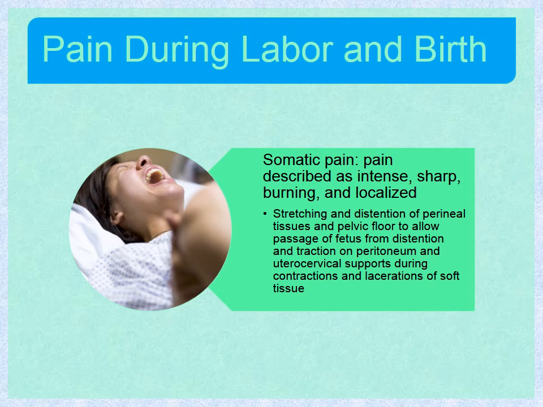Somatic pain occurs during the second stage of labor. The pain results from distension and traction of the peritoneum and uterocervical supports during contractions, pressure against the bladder and rectum, stretching and distension of the perineal tissues and pelvic floor to allow the passage of the fetus, and lacerations of soft tissue. In the third stage of labor, pain is similar to the first stage.